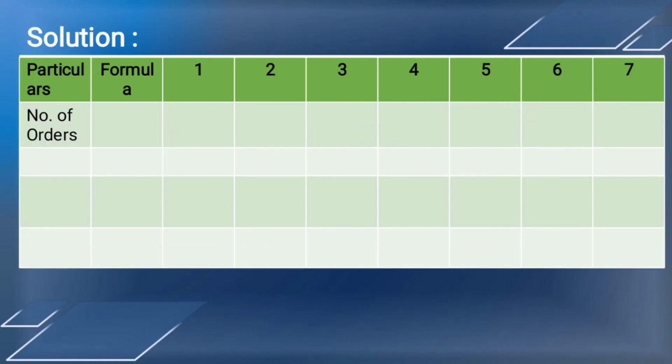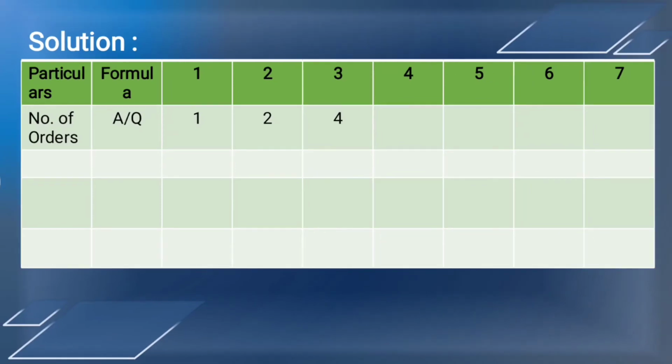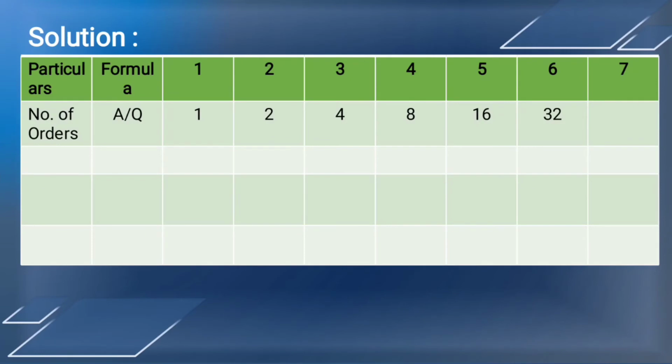Next, number of orders, which is denoted as A upon Q. So number of orders for lot 1 will be 1. For lot 2 it will be 2. For lot 3 it will be 4. For lot 4 it will be 8. For lot 5 it will be 16. For lot 6 it will be 32. And for lot 7 it will be 64.